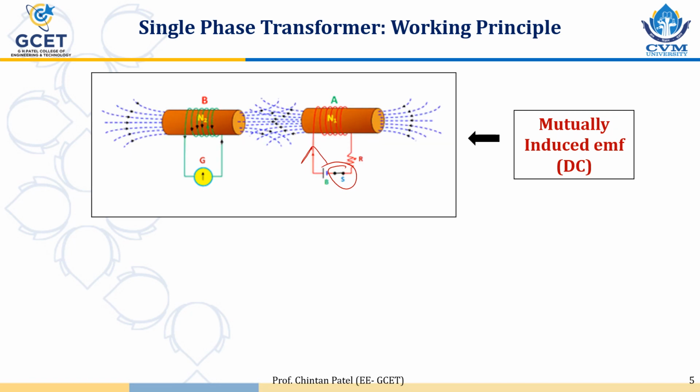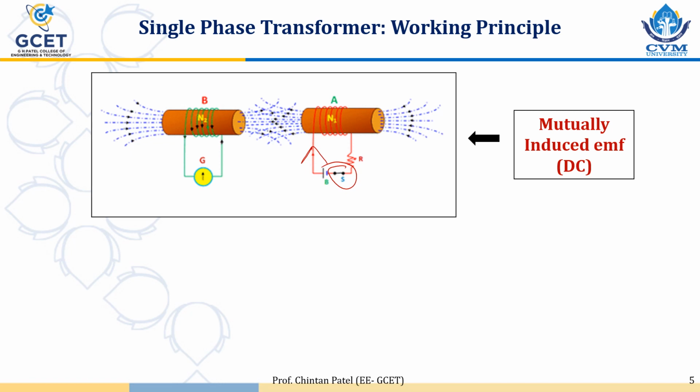Now when we open the switch, the current in coil A becomes 0 from maximum, the flux produced by coil A becomes 0 from maximum, and flux linkage with coil B also becomes 0 from maximum. So this is a change in magnetic flux. Earlier magnetic flux linkage was maximum, now it is 0. So again EMF is induced.